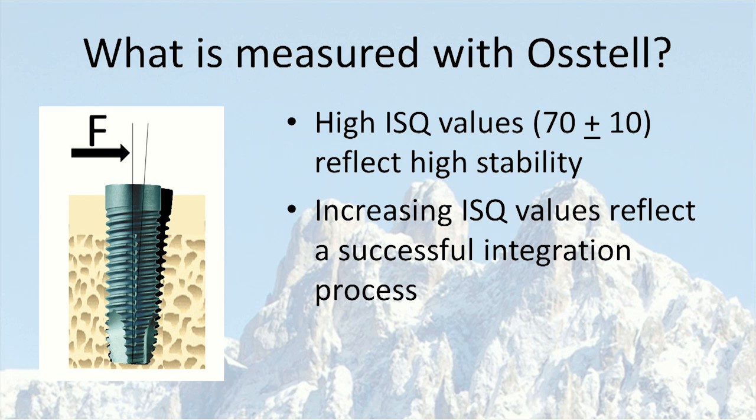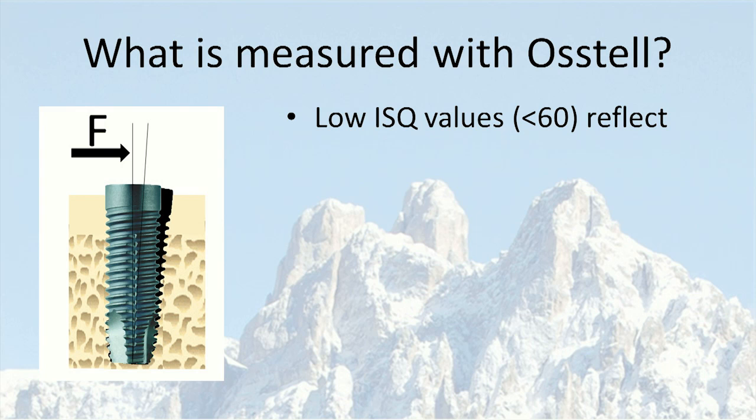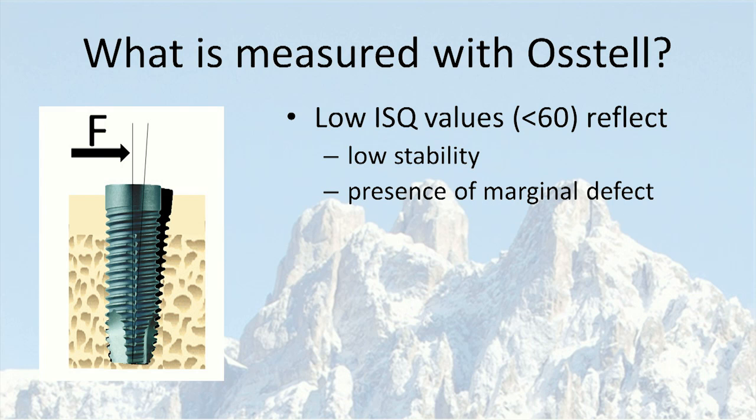So the interesting part when using Osstell measurements is the low ISQ values, let's say below 60. They may reflect low stability, they may reflect the presence of a marginal defect or marginal bone resorption, and falling ISQ values may reflect an ongoing failure. So let's say we start on 60, and then we see with time a slow decrease to 55, to 50. This is probably a sign of an ongoing failure.